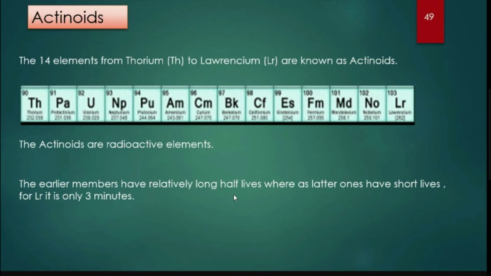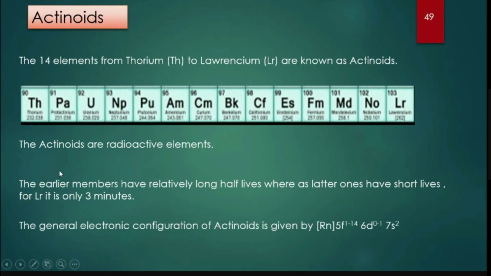What is this half-life period? You have studied this in first year. It is the time required by a radioactive element to get reduced to half of its initial amount. It is called the half-life period. Here, the early members of the actinoid series, that means the first few elements, have relatively longer half-lives, whereas the latter ones, the elements which come at the end, have relatively shorter half-life periods. Lawrencium has only 3 minutes as its half-life period.